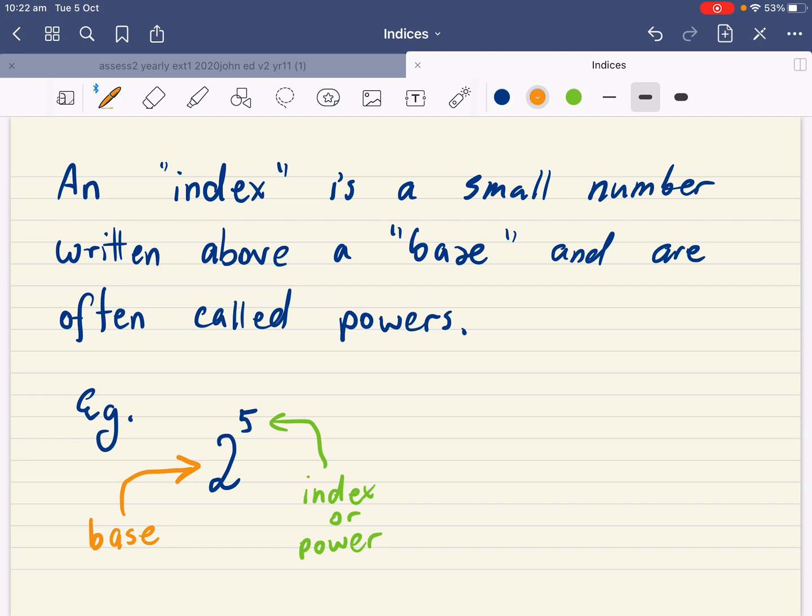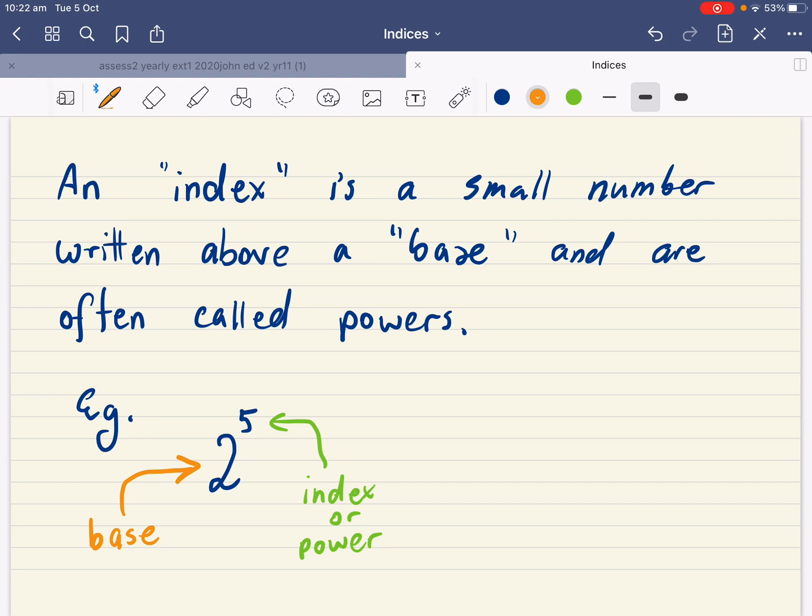The 2 is just what we call the base. It's just your normal number. But there's this additional smaller number that's written above it off to the right-hand corner. And that number there we call the index or a power.